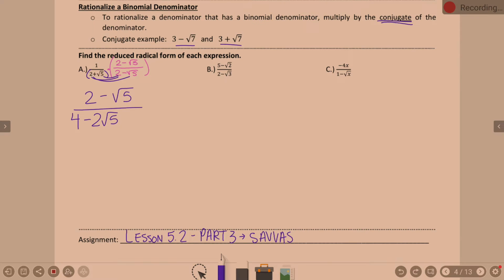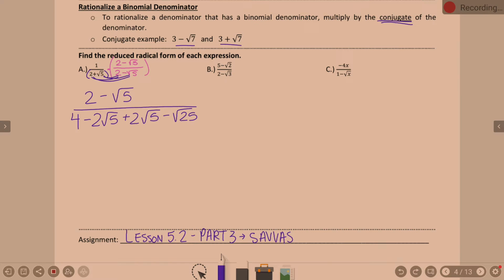Insides, square root of 5 times 2 is plus 2 square root of 5. And last, square root of 5 times negative square root of 5. Negative square root of 25. So we can say minus the square root of 25 if we want.